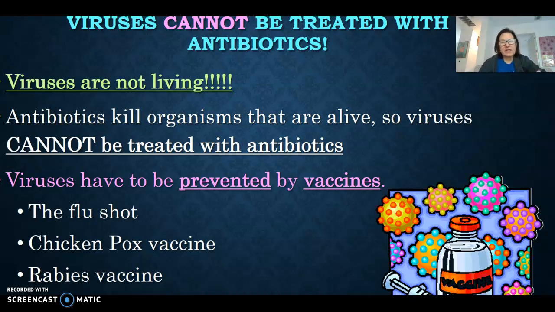So think of the flu shot you get every year, or you got your chicken pox shot. As you know, there's not a vaccine yet for the coronavirus, and that's why we're having the problems that we are. And it's spreading more because nobody can have this vaccine yet because it's not made yet.